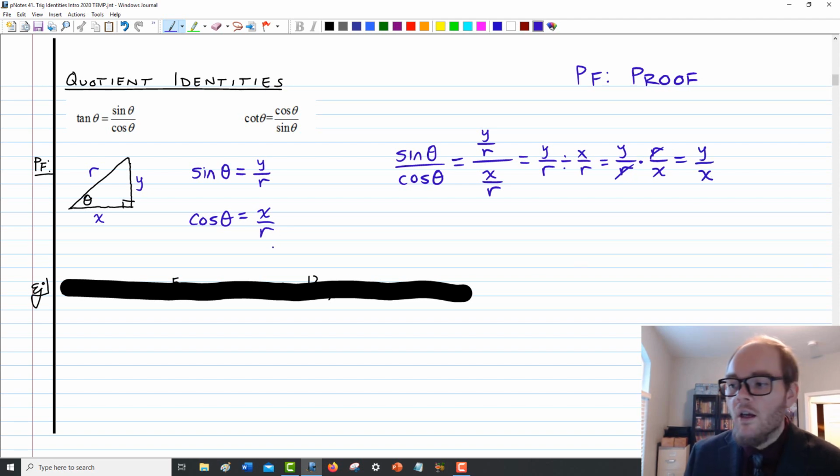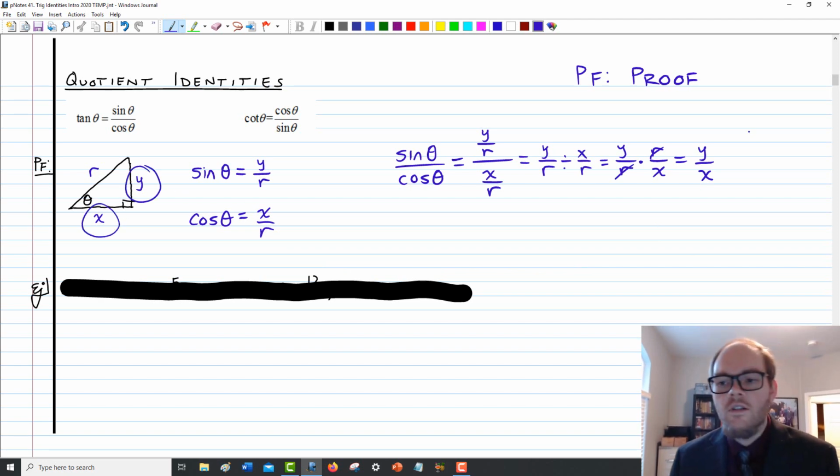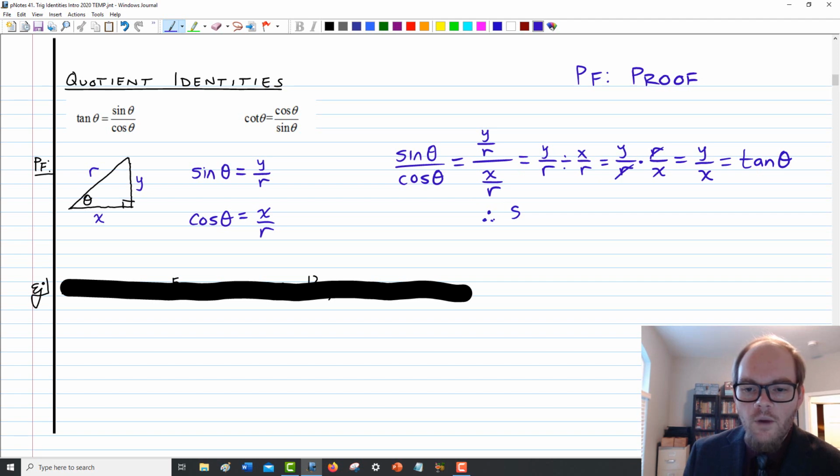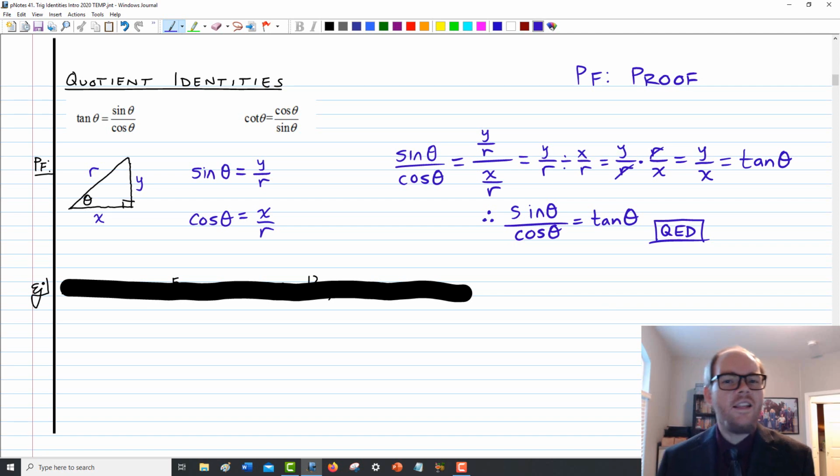And then from here, if we look, y over x is opposite over adjacent, which is equal to tangent of theta. So what we've just shown, so therefore, those three dots mean therefore, sine of theta over cosine of theta is equal to tangent of theta. And since we did a nice formal proof, we can put a little QED at the end. Another thing that's just kind of showing off mathematically to say, ha, I did it. It stands for quod erat demonstrandum.